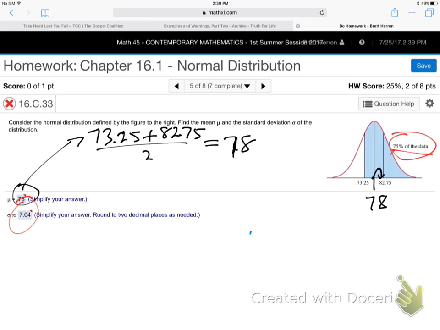Did everybody see how we dialed in with that? They're not telling me 68%. They're not telling me inflection point. If they did, then that would be one standard deviation jump. Instead, they're telling me 75% of the data. So if they say 75 or 25, they're telling you about the first quarter, third quarter. If I said I'm watching the football game and I'm 25% of the way through, I'm at the end of the first quarter. Or I'm 75% of the way through, I'm into the fourth quarter. They're telling me these are quarter marks. These are not one standard deviation marks. These are quarter marks.